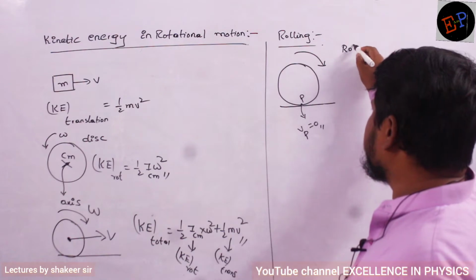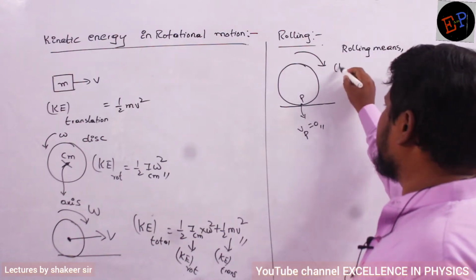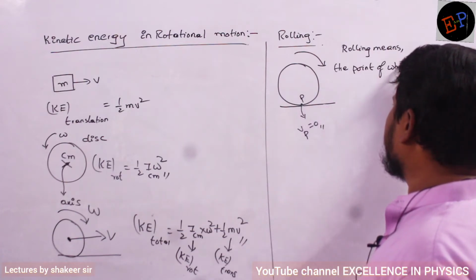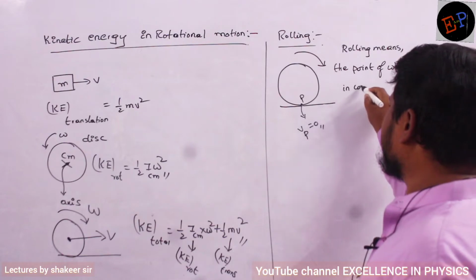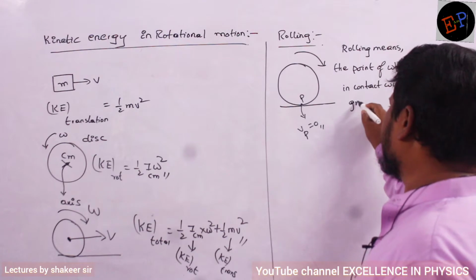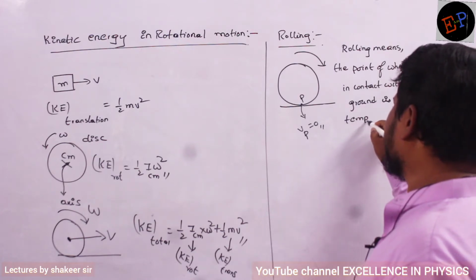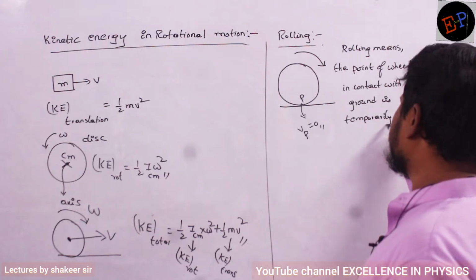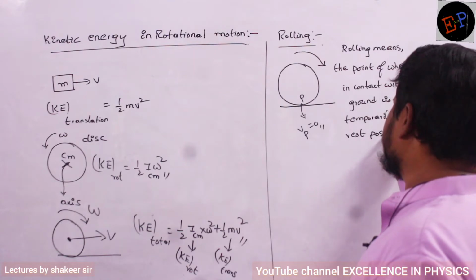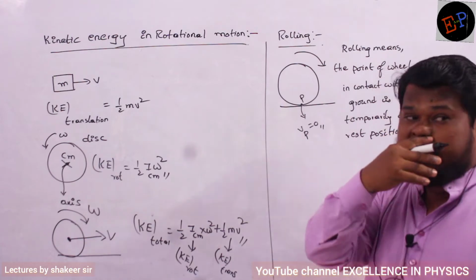Rolling means the point of the wheel in contact with the ground is temporarily at rest. It is temporarily at rest position, this point. Other points have tangential speed.